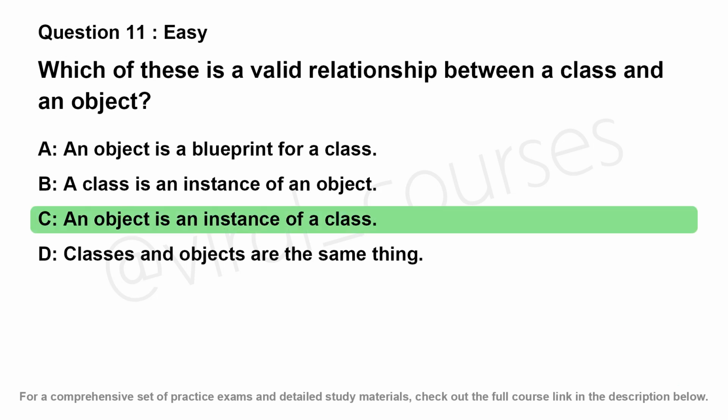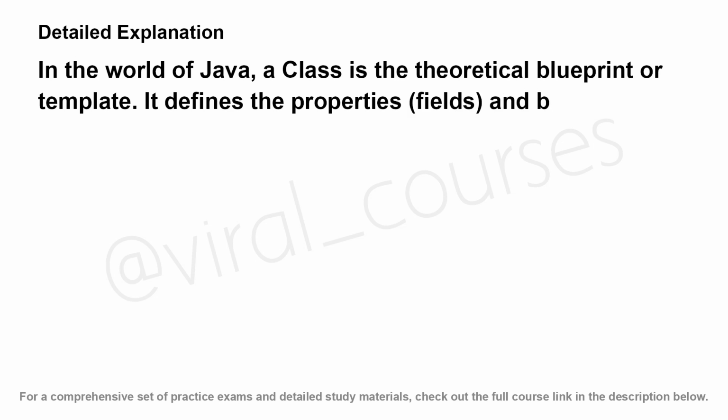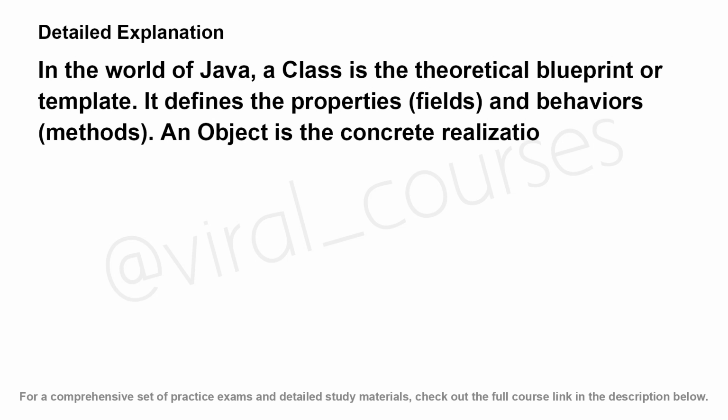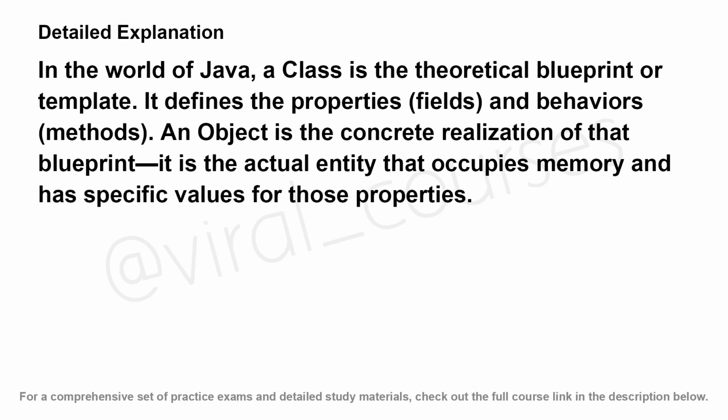The correct answer is C. In the world of Java, a class is the theoretical blueprint or template. It defines the properties, fields, and behaviors, methods. An object is the concrete realization of that blueprint. It is the actual entity that occupies memory and has specific values for those properties.